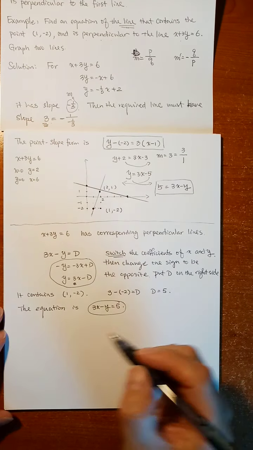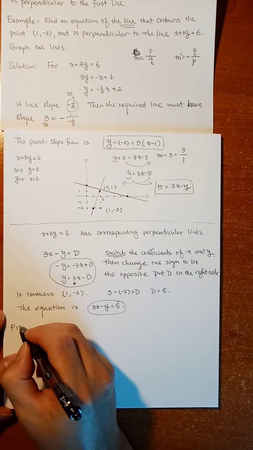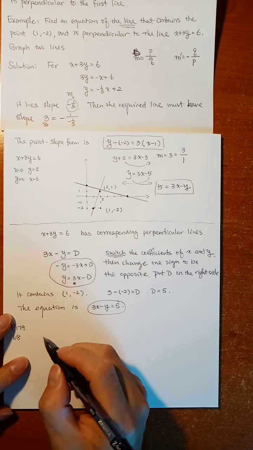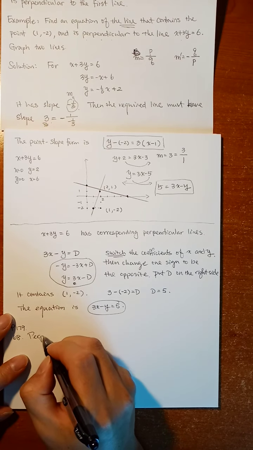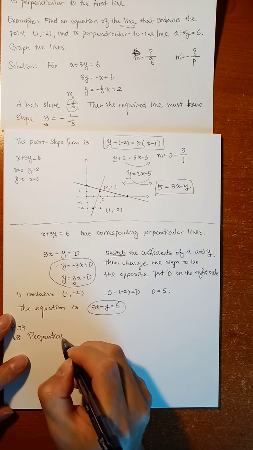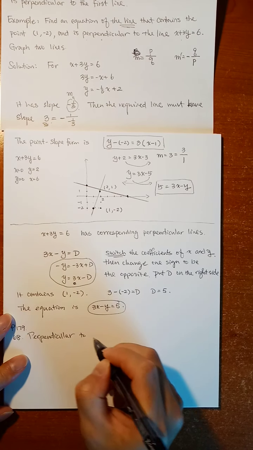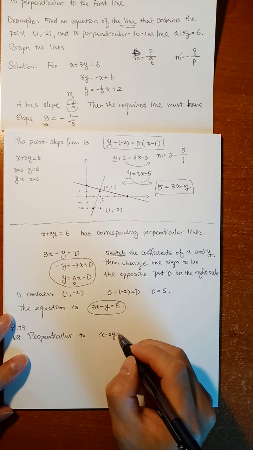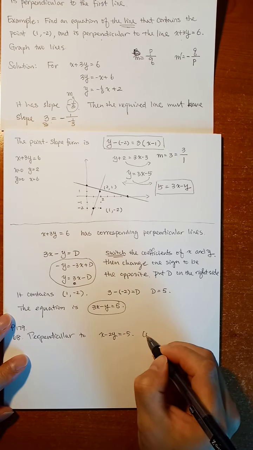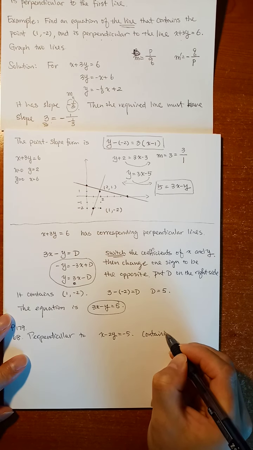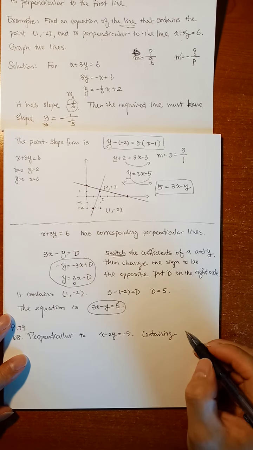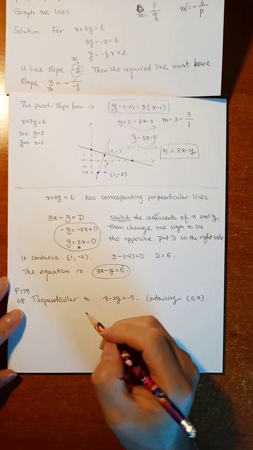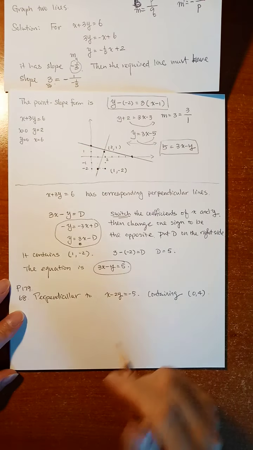Let me do one more example. On page 179, problem 68. The question is: find the line perpendicular to the line x minus 2y equal to -5 containing the point (0, 4). I'm going to use pencil first and then I will write it down.